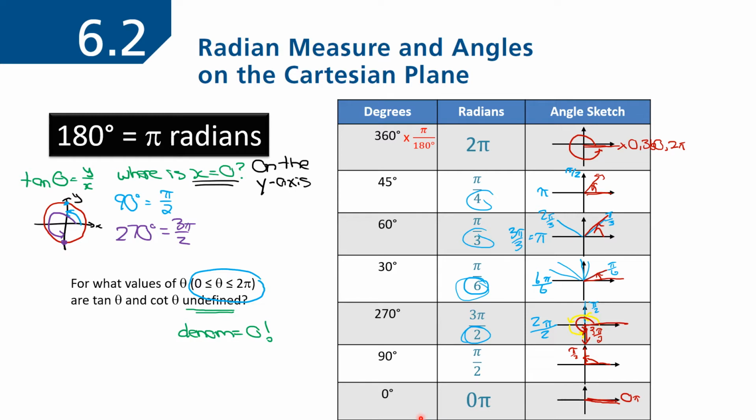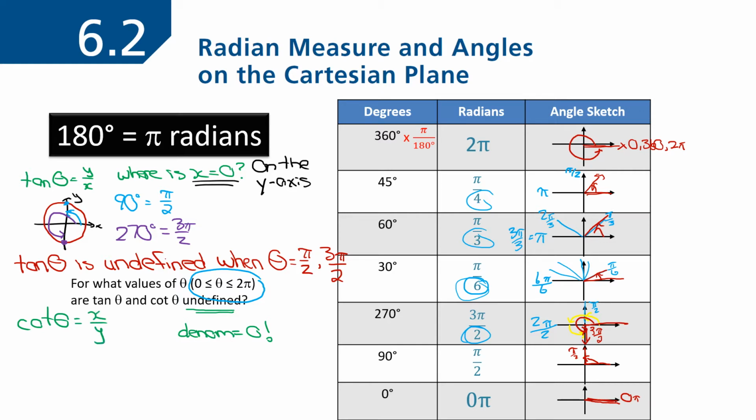So let me just summarize that here. So the next part of the question is, when is cotan theta undefined? So cotan theta is undefined. Same thing, we need the denominator to be 0, but let's talk about cotan. Cotan is not y over x. Cotan is x over y. We want our denominator to be 0. We want y to equal 0.